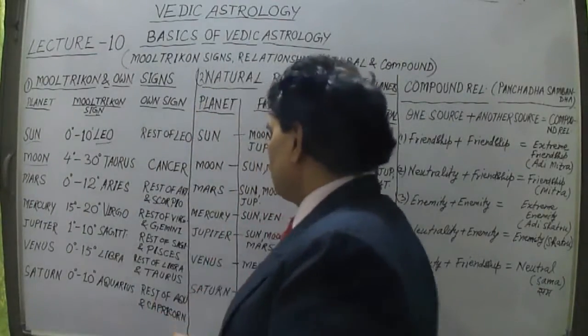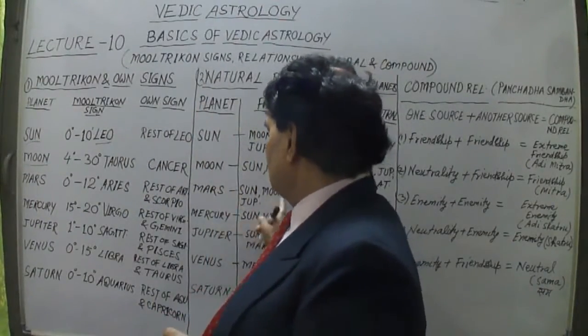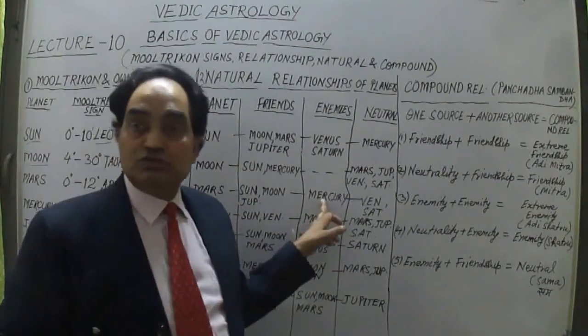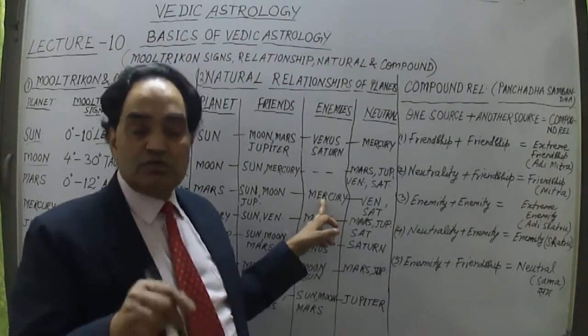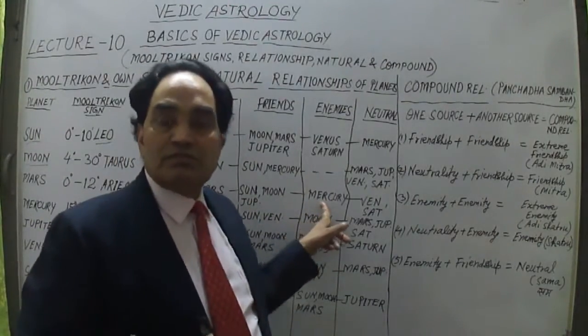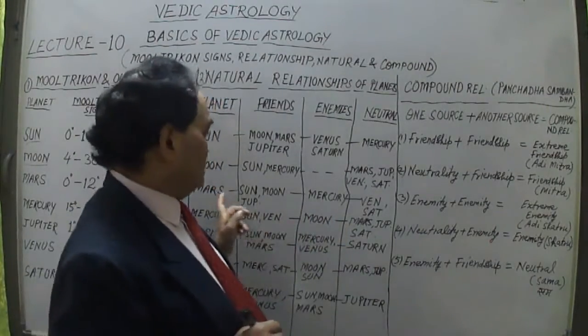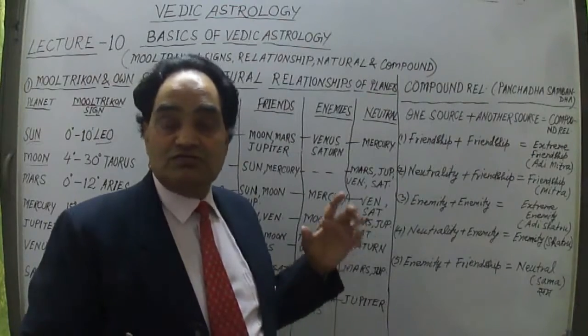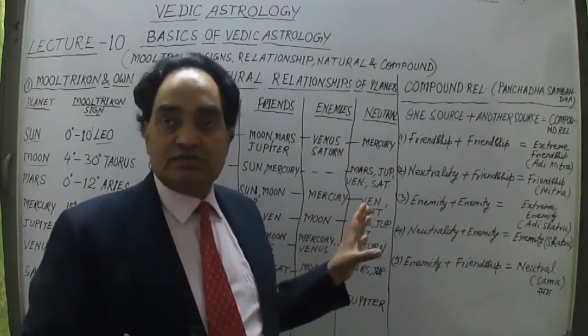Now come to the next point. Mars we have talked about. Sun, Moon and Jupiter are friends. Mercury is an enemy to Mars. Mars is having Mercury as an enemy, while Venus and Saturn are neutral to Mars.